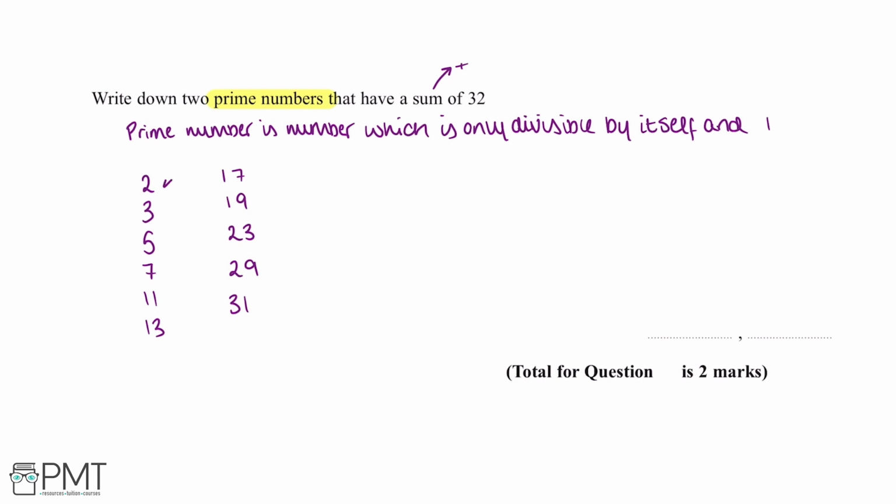So we can therefore cross this out. Next we can move on to 3. Now 3 add 29 gives us a value of 32. So this is one possible combination which we could use in our answer. Next 5. There is no number in this list which we could add to 5 to give us 32. So we can therefore cross this one out too. 7 can also not be added to another prime number to give us 32. 11 cannot be added to a prime number to give us 32. However, 13 add 19 gives us an answer of 32.